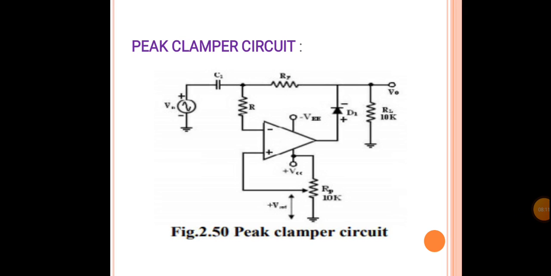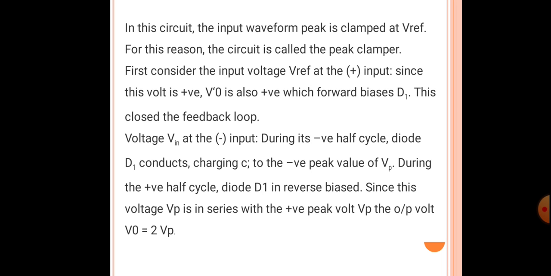Next, another interesting circuit is the peak clamper circuit. Have a look at this circuit. It is the peak clamper circuit. Okay, now we can see this working. In this circuit, the input waveform peak is clamped at Vref. For this reason, the circuit is called the peak clamper.